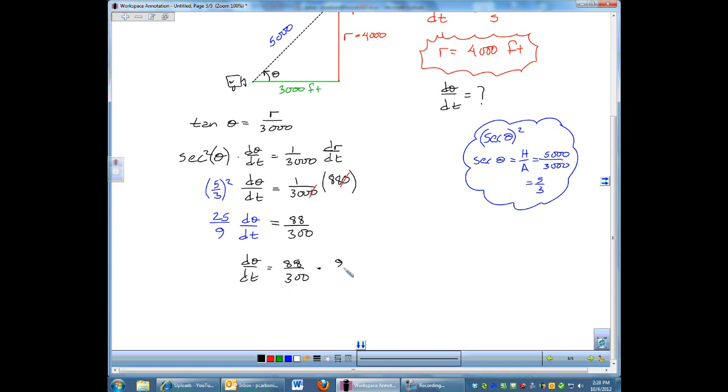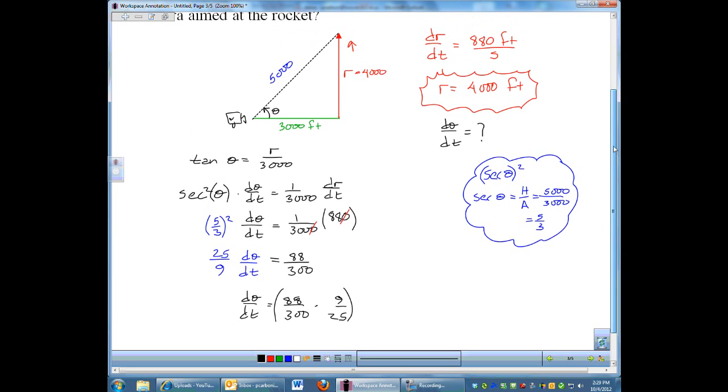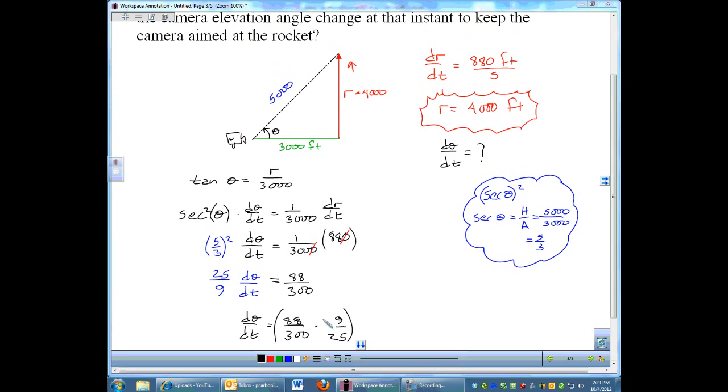times 9/25. And I realize that would clean up, but I'm not going to worry about it because that's arithmetic, and I'm more interested in you understanding the calculus. So we get d theta dt is 88 times 9/25. Always remember your units, and angles are always measured with radians. So this unit is going to be radians per second. So there's our unit for the rate the angle changes. Good?